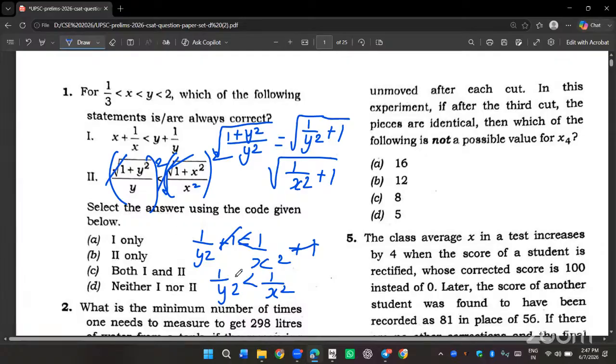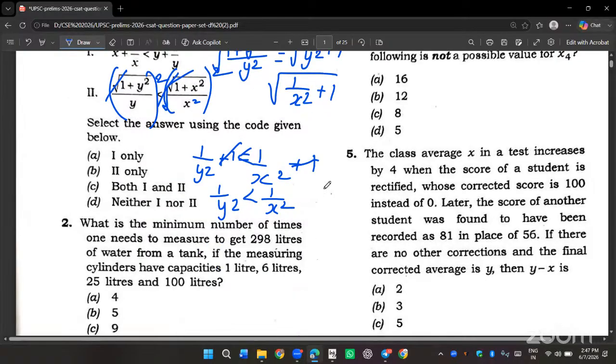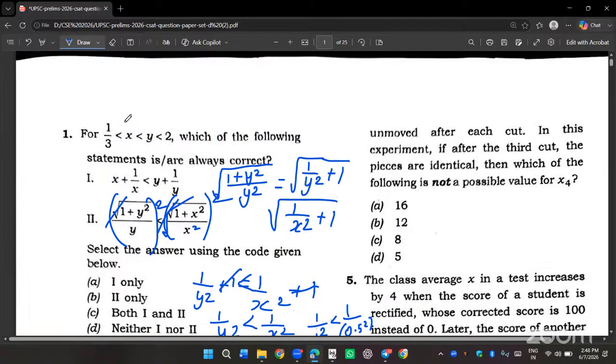Make this expression like this. Now we know what the value of y is. We have taken 1 as the value of y. So if I substitute that here, it will be 1 by 1 square, which will be less than 1 by 0.5 square. Okay, because we took x value as 0.5. It is more than 0.3. So here we took x value as 0.5, y value as 1.